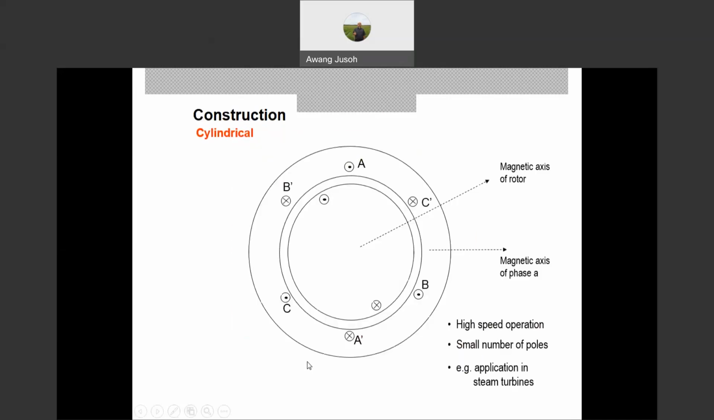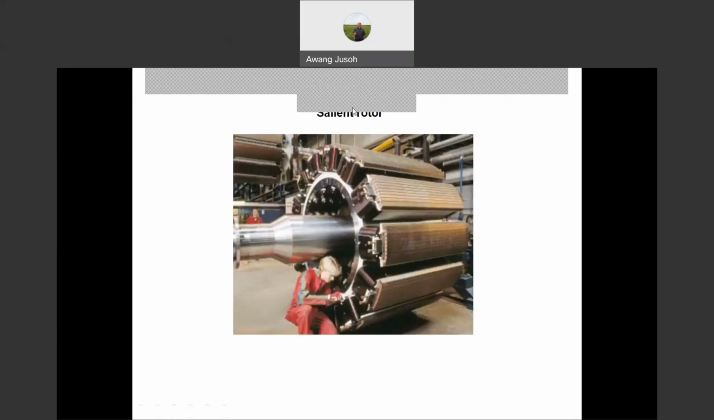Alright, these are some pictures of the salient pole machine. You can see that this salient pole machine has a big diameter with a short length. This is the number of poles, all of the poles there. You can see 1, 2, 3, 4, and so on.